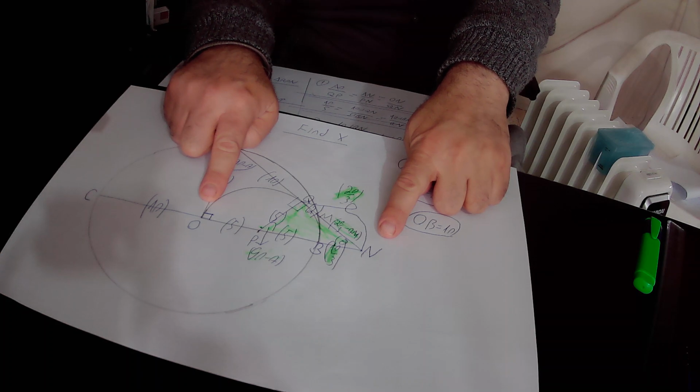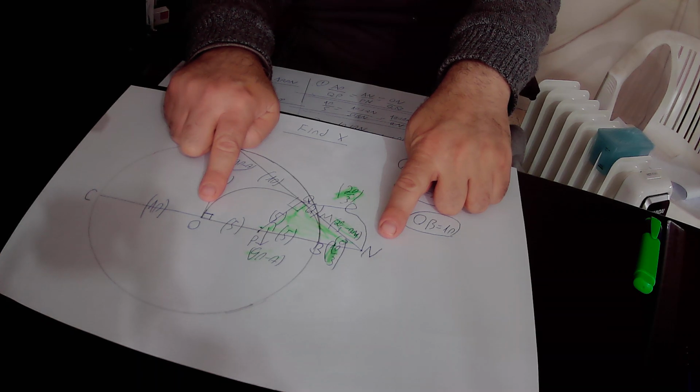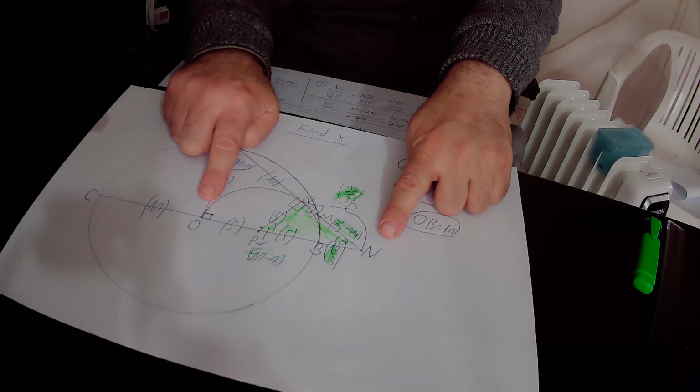ON in total equals OP plus PB plus BN. So ON equals OP, that is 5, plus PB, that is 5. 5 plus 5 is 10, plus BN. So in total, ON equals 10 plus BN.